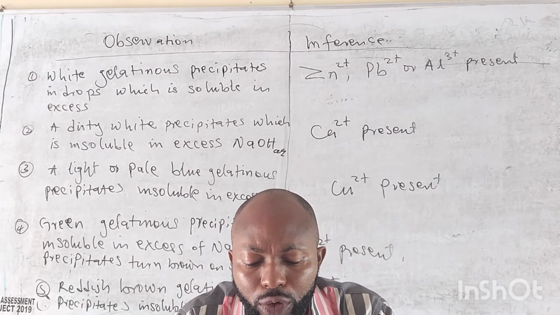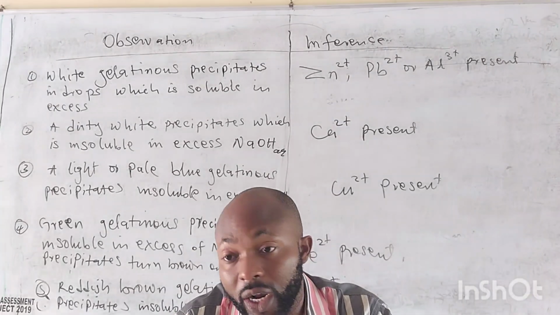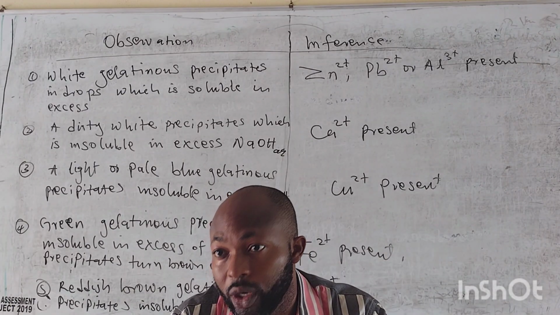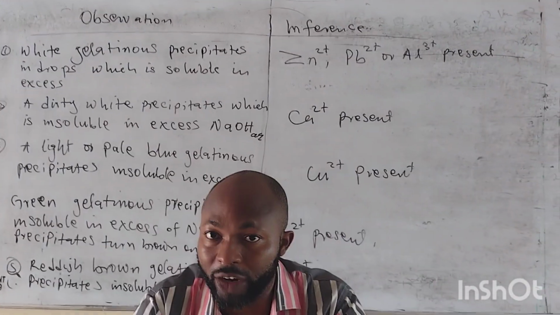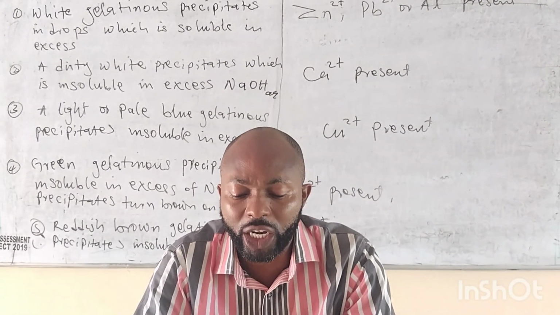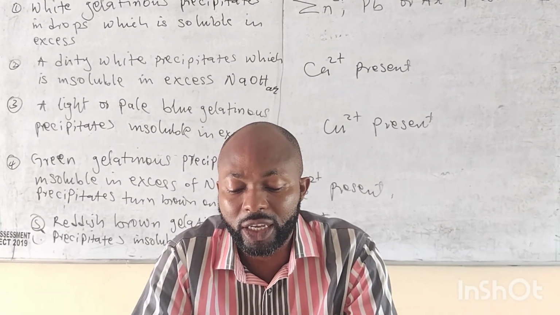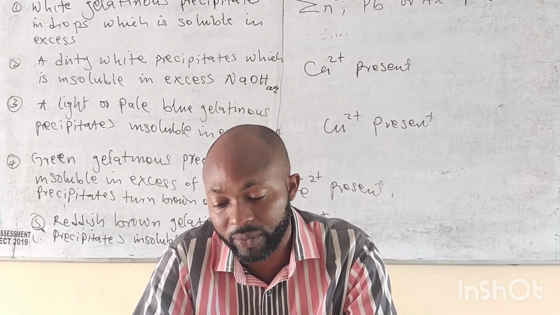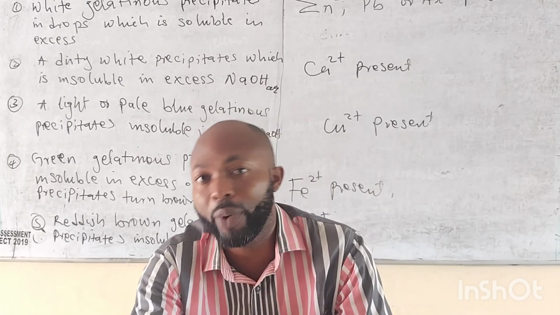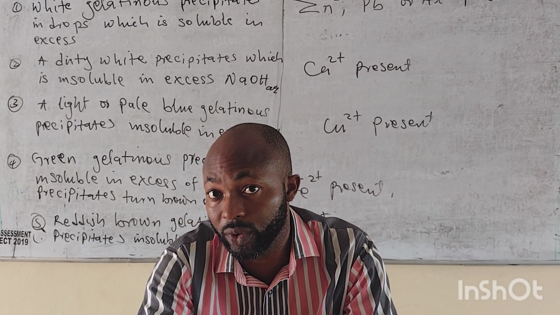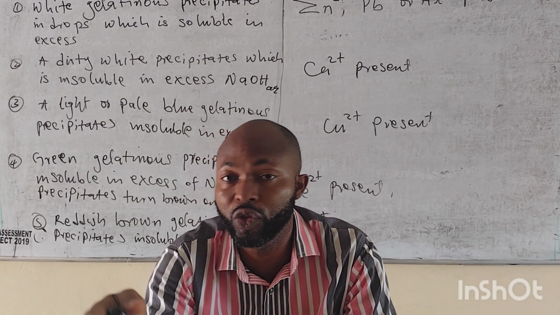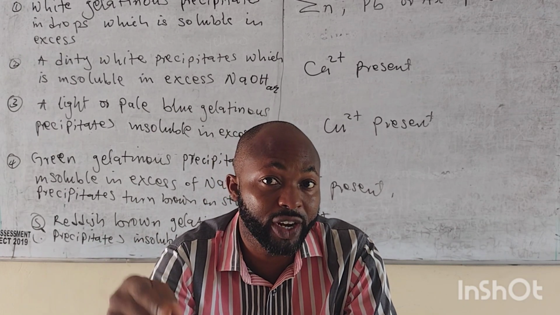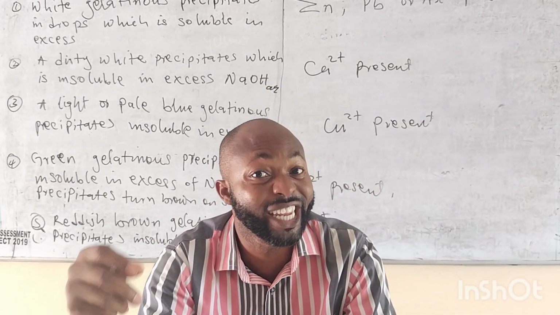A light or pale blue gelatinous precipitate insoluble in excess sodium hydroxide is formed. Copper is present. So copper is insoluble in drops and in excess of sodium hydroxide solution. A green gelatinous precipitate insoluble in excess of sodium hydroxide solution means iron 2 is present. So remember, copper is blue gelatinous in drops, insoluble in excess of sodium hydroxide. Iron 2 is a green gelatinous precipitate in drops, insoluble in excess. Iron 3 is reddish brown in drops, insoluble in excess.